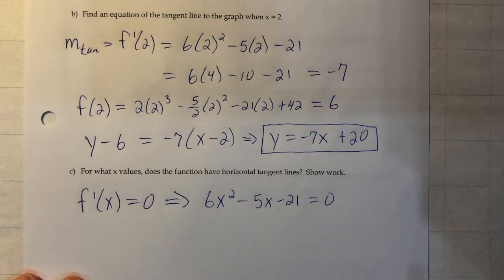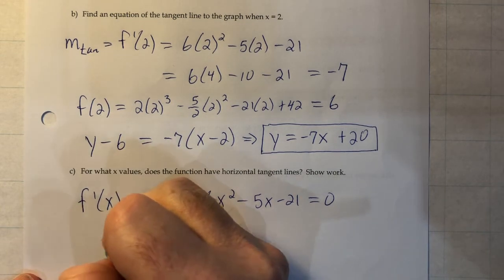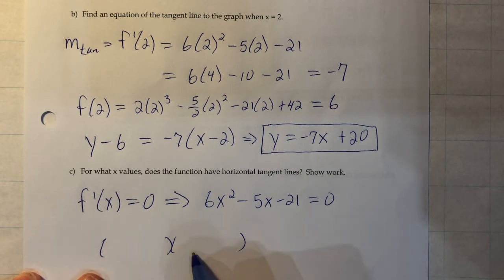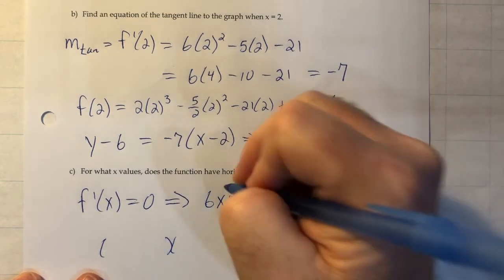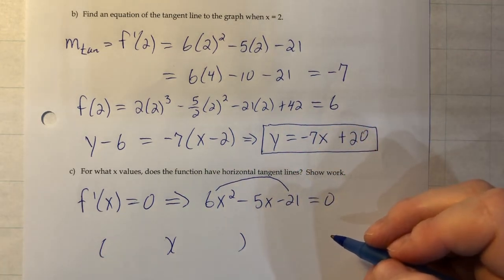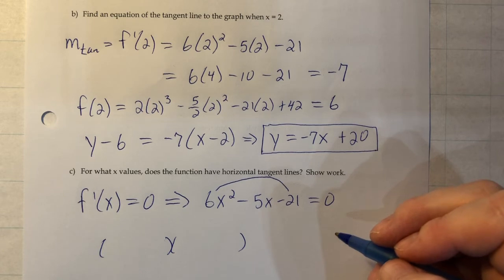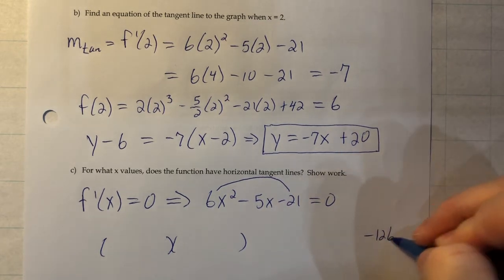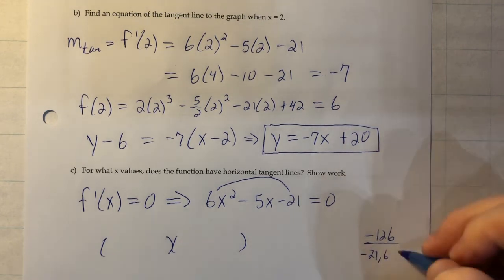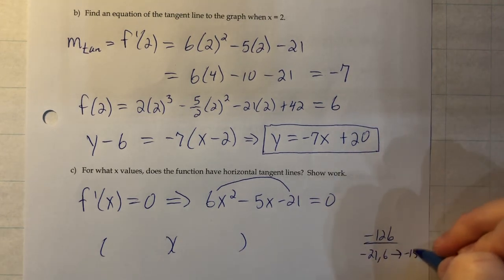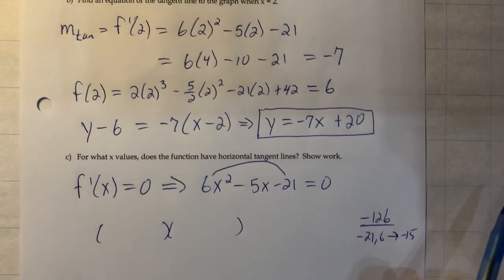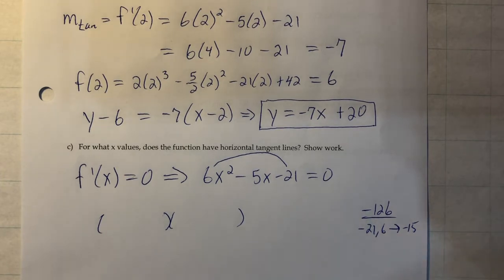Hopefully we can factor that. It's going to be a trial and error type of factoring. Could be 6x and x, or 3x and 2x. I'm going to play my little number game here. So 6 times negative 21 is negative 126. Two numbers that multiply to that I know of for sure are negative 21 and 6, because that's how I got it. Those add up to negative 15. I want the sum to be negative 5. So I want numbers that are closer together.